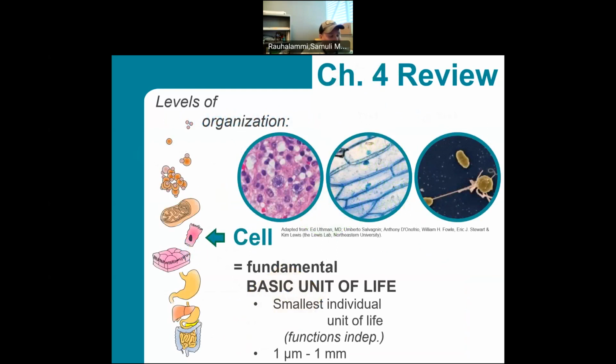We can also study the body at many different levels of organization, the cell being the smallest level of organization, the smallest unit. Cells are generally small. There are some cells that can be long. For example, in the spinal cord, spinal neurons can be up to 1 meter in length, but by and large, cells are small.